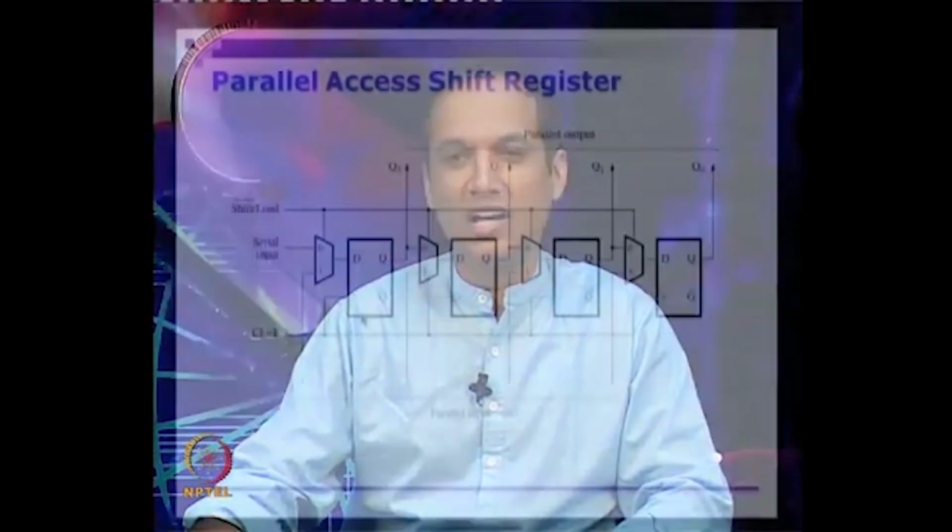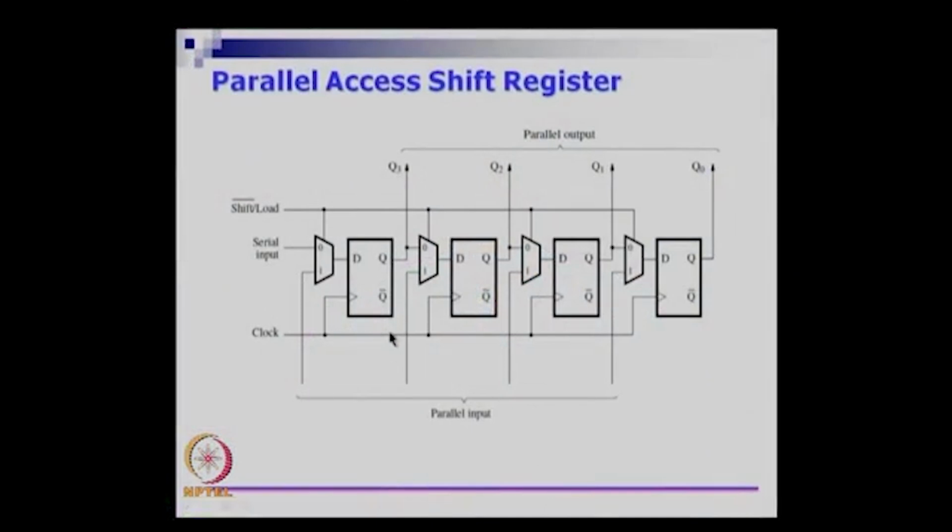Then there is also something called a parallel access shift register. So let us see this circuit now. All these circuits are minor variations of what we have seen earlier. It seems to have a mux, but do not look at the mux and immediately say that, oh, this was the parallel load that we had earlier. Look at all the connections that are there and decide what it is actually doing.